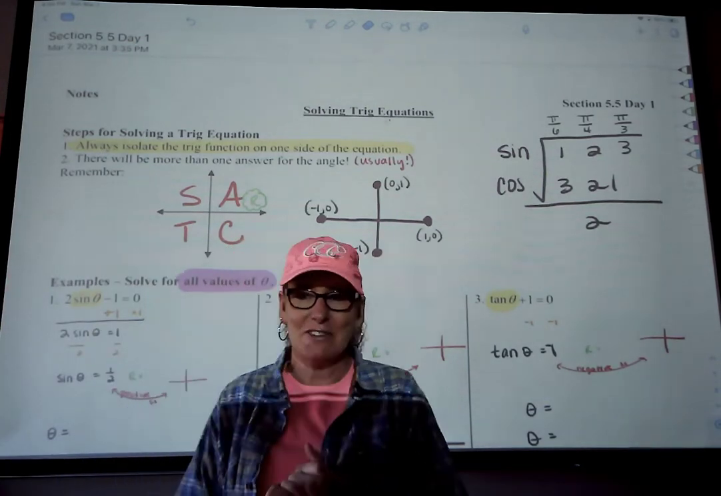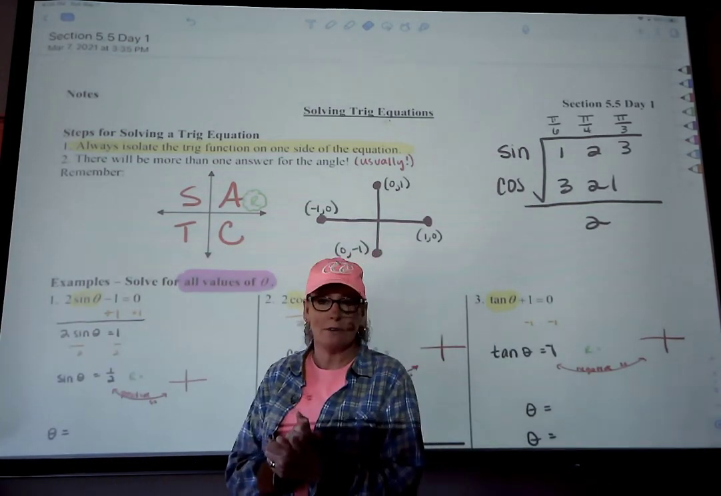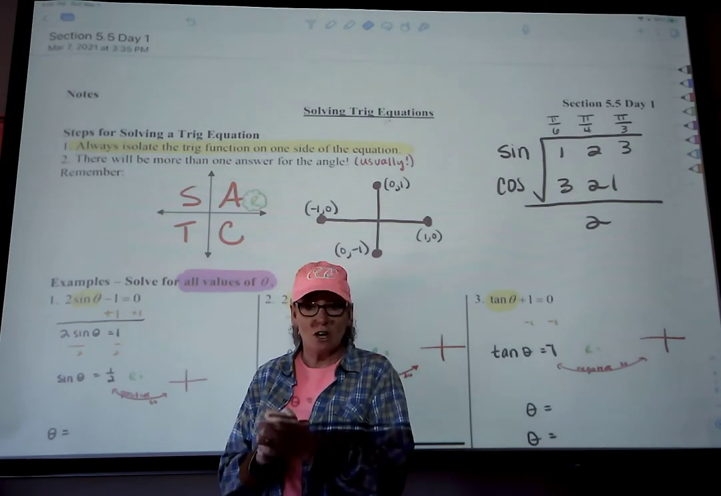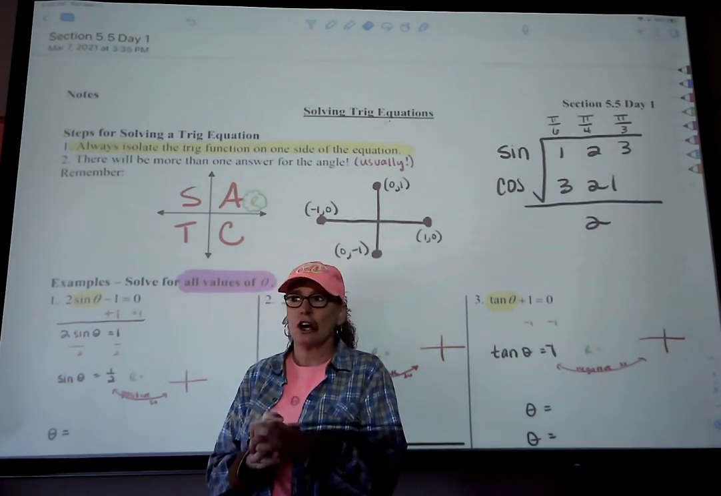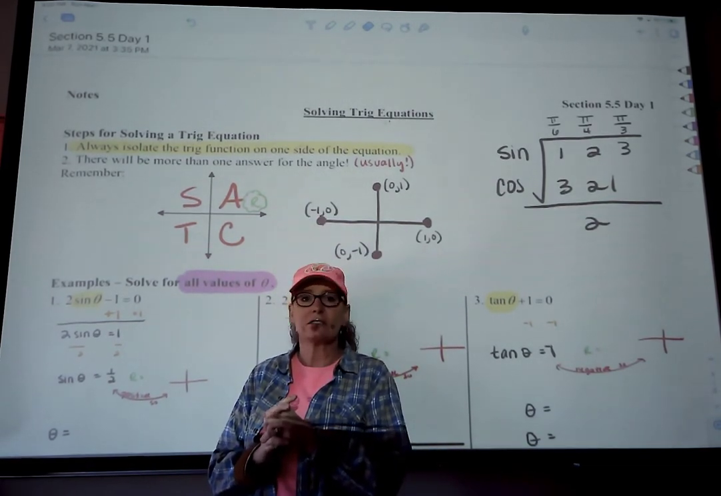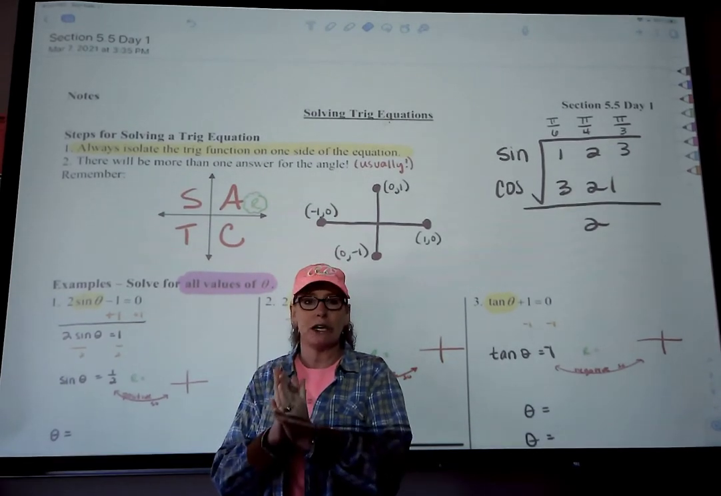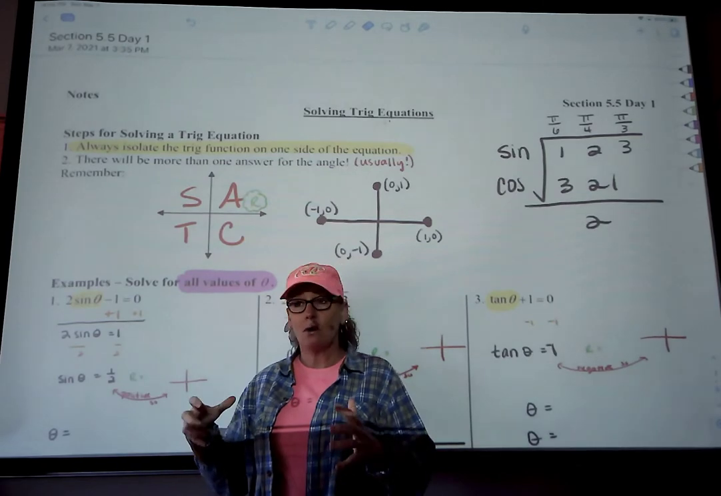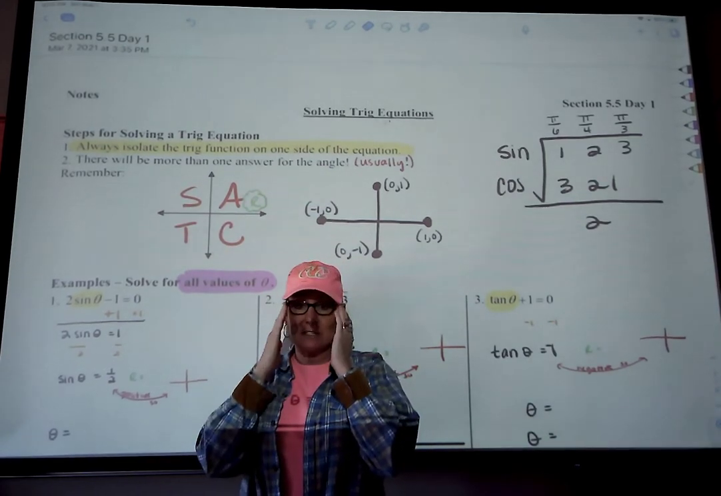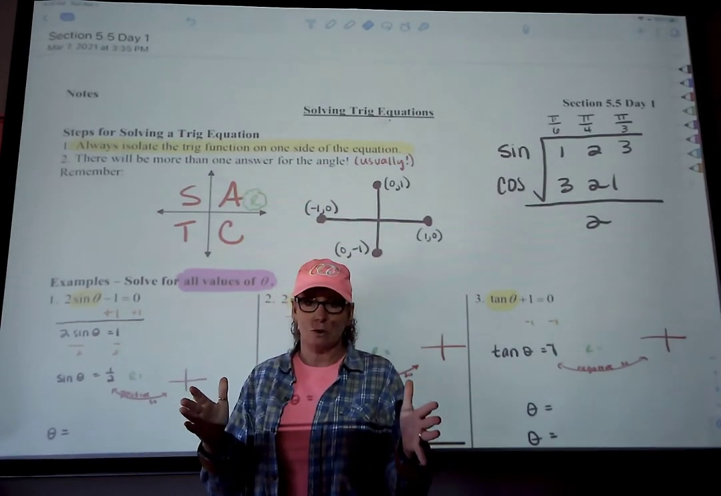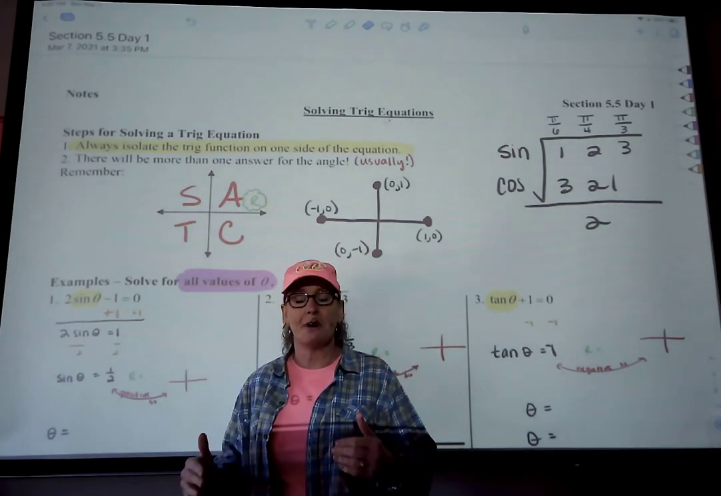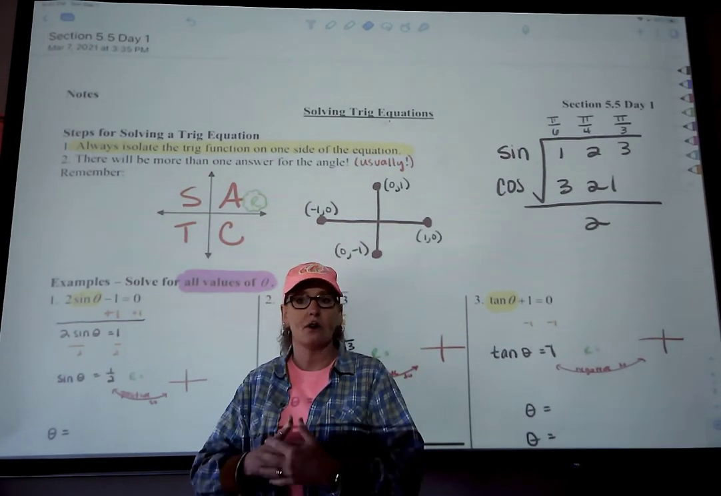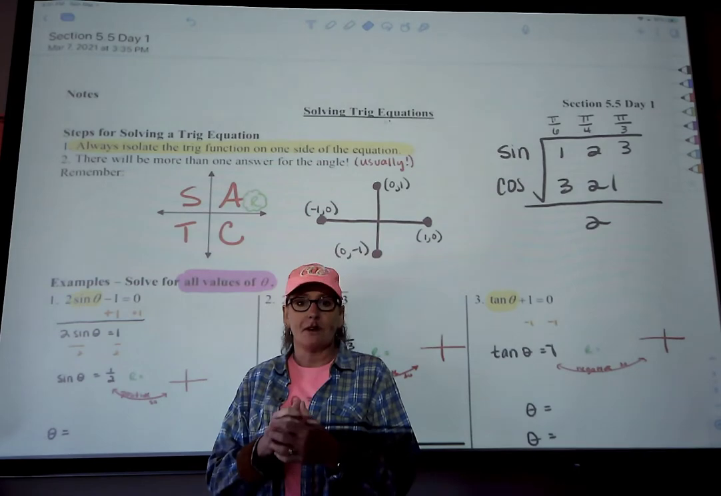Hey guys, I have your notes here for section 5.5 day 1, and we're going to be solving trig equations. So our answers for the next several days will always be theta equals, theta equals, theta equals. Or if our angle is represented with an x, our answer will be x equals. But we're always finding the measure of the angle when solving a trig equation.